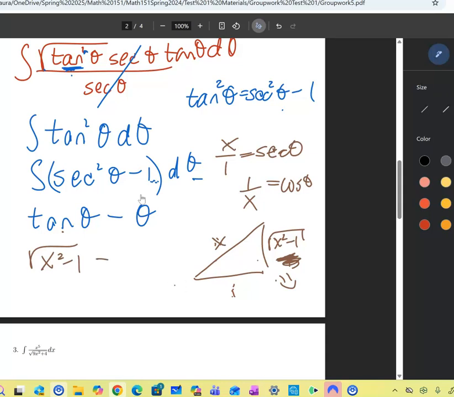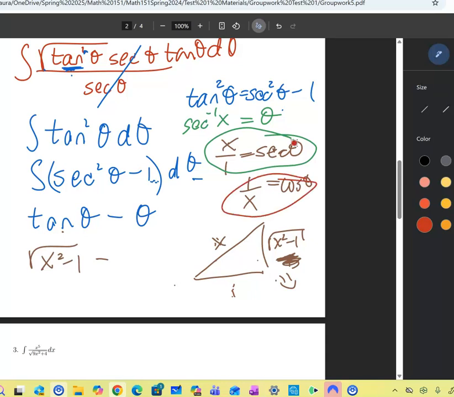I have lots of different ways to find theta. I could find theta by taking the inverse secant of both sides, or I could find theta by taking the inverse cosine of both sides of that. Either way works. It really doesn't matter. So I'm just going to use this green one. So I get the inverse secant of x plus c.